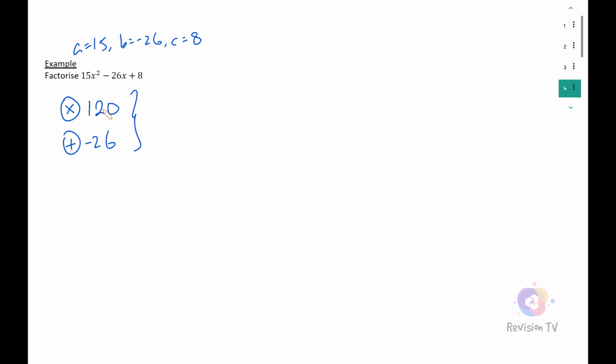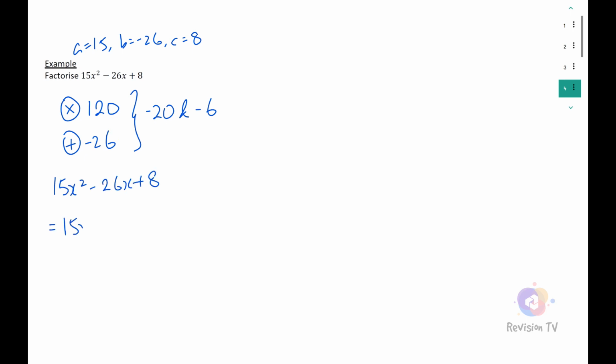So think about pairs of numbers that give you 120. 2 and 60, 3 and 40. You need a pair closer together, with a difference of 26. The easy one actually is negative 20 and negative 6. Next, we're going to split the middle term into minus 20 and minus 6. So 15x squared minus 26x plus 8.